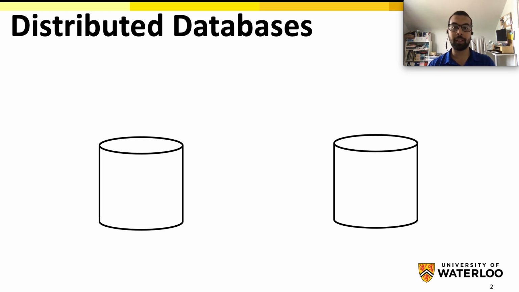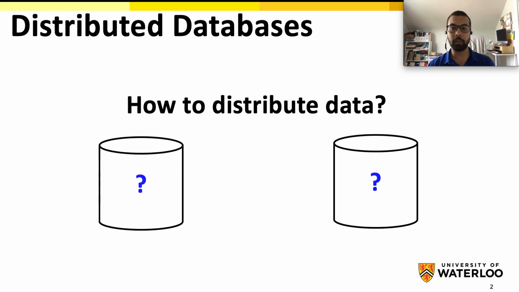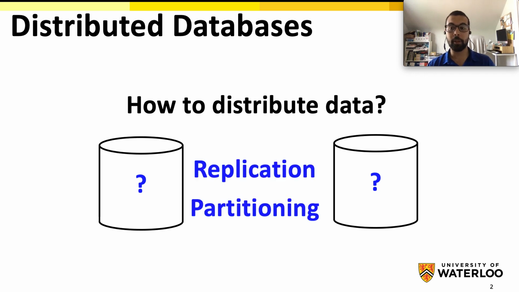Imagine that you need to set up a distributed database management system. How should you distribute the data among these database nodes or sites? There are two popular techniques, data replication and data partitioning, which I will show next by example.